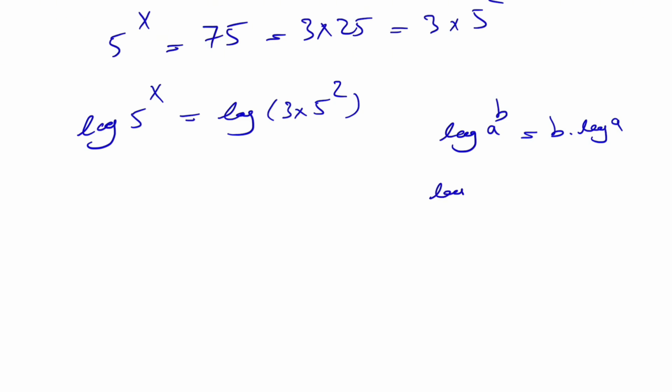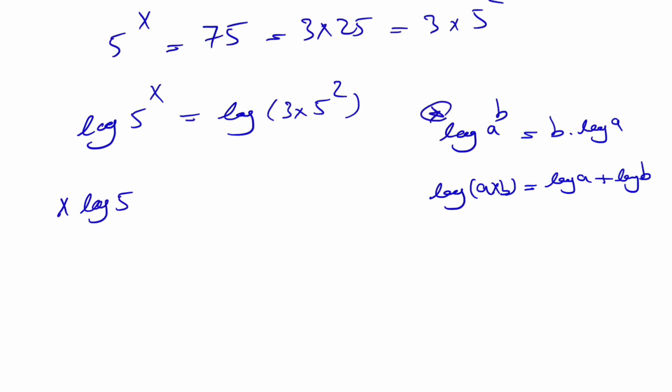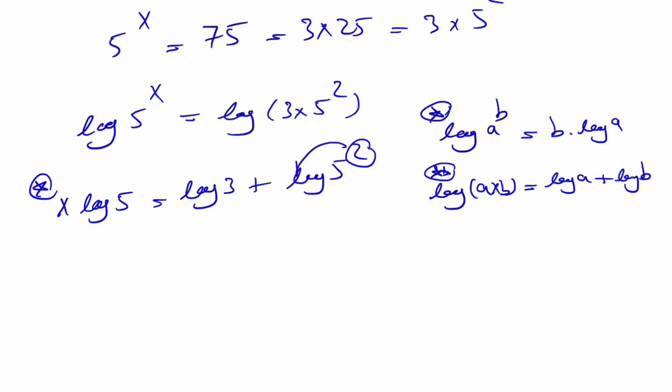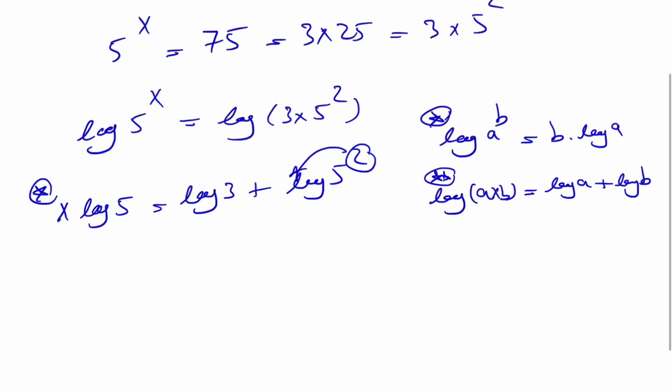And when we have log of a times b, this will be equal to log of a plus log of b. So here we will have x log of 5 from the first line, and from the second one we'll have log of 3 plus log of 5 squared, and we know the exponent can go in the front, so we will have x log of 5 is equal to log of 3 plus 2 log of 5.